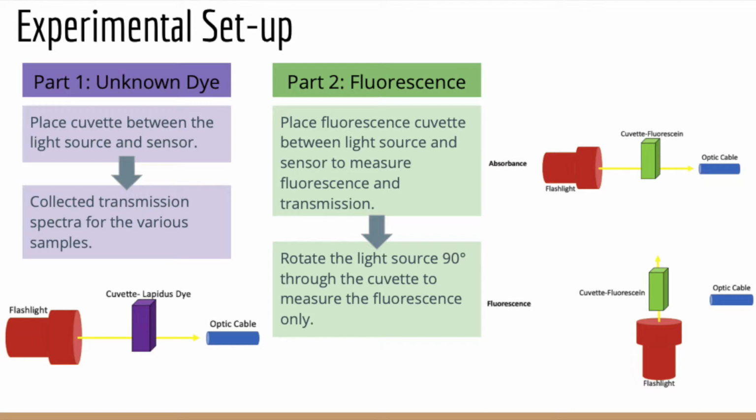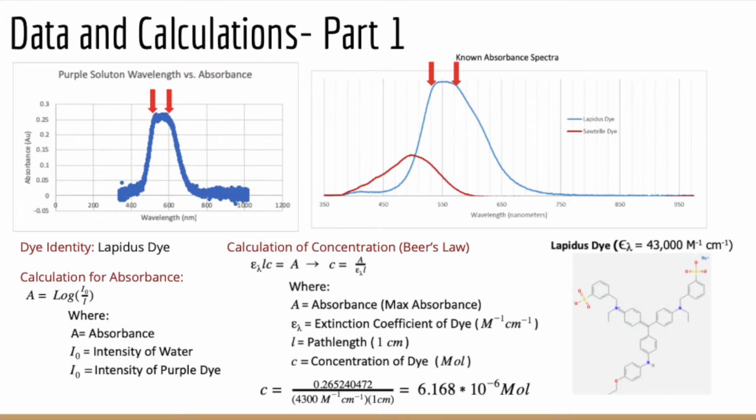Because the flashlight was aimed 90 degrees through the cuvette, for the fluorescence, it wasn't picked up by the optic cable. For the data and calculations for part 1, we measured the intensity of the water and the purple solution. We did this using the experimental setup discussed previously. Then we used a variation of Beer's law to determine absorbance, which is calculated to be the log of the intensity of the water divided by the intensity of the solution. We then plotted each of these points, comparing wavelength versus the absorbance of the purple solution in the spectrophotometer.